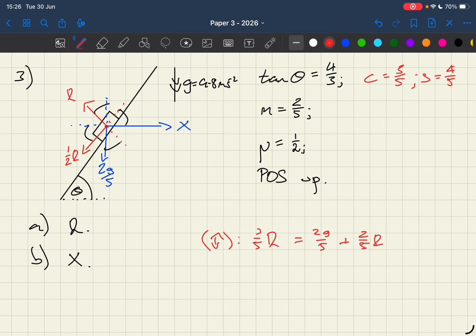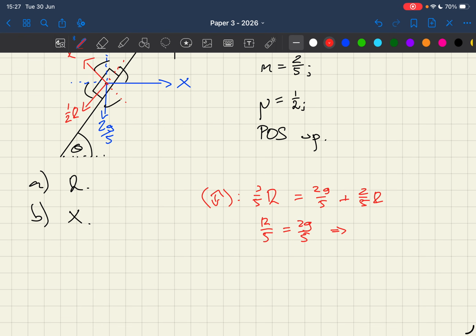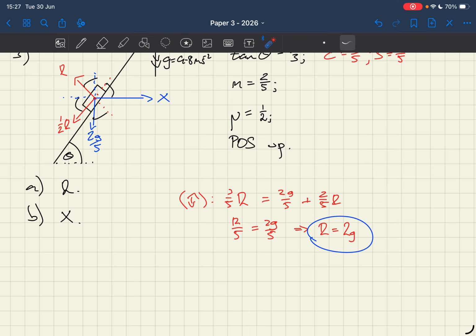Looks good. We got 3/5 this side, 2/5 that side. Let's make it just have 1/5 on the left. And then we can get rid of all the fifths as well, can't we? So R is just going to be, well, let's just write a new line. R will be 2g. That looks good. Friction then we know would be 1g, just coming down here.